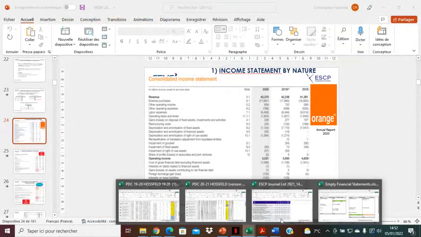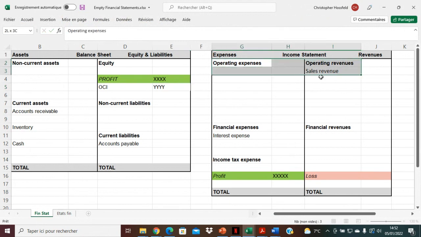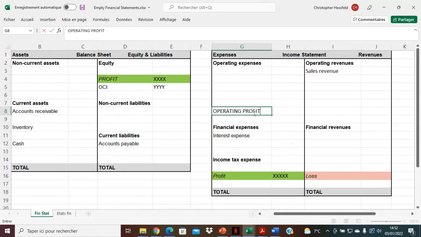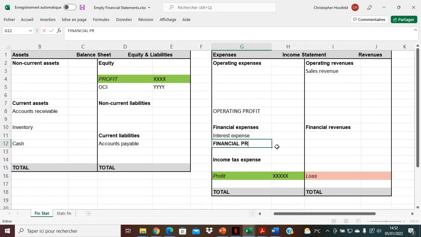So maybe before we discuss this, going back to a regular income statement, you see that usually we have two layers. The first layer is the operating layer, where we have operating revenues minus operating expenses. Obviously the result is operating profit. And then we have a second layer where we have financial revenues and financial expenses, mostly interest expenses for our debt. And the result here is the financial profit.